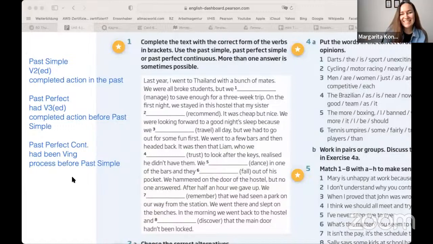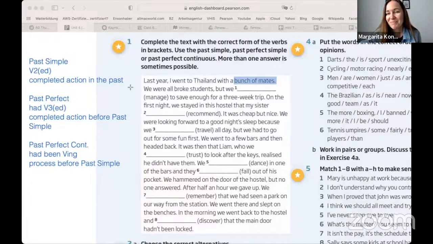I'm ready. Okay, let's see. Let's read it together to find out what the forms are. Last year, I went to Thailand with a bunch of mates. I didn't understand at first what that meant, but then I understood from the context. How is it literally translated? A group of friends. Bunch of mates is very informal. So bunch is a little group. Mates means friends. So bunch of mates means group of friends, but it is informal. Yes, Ekaterina, you need to remember it is informal.